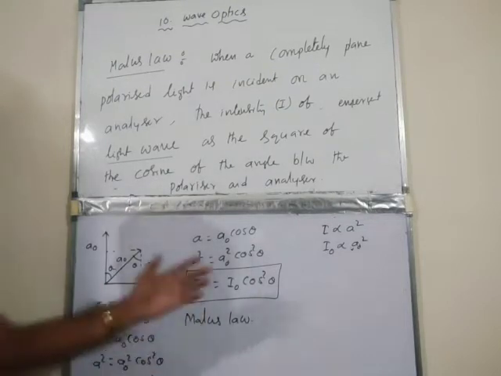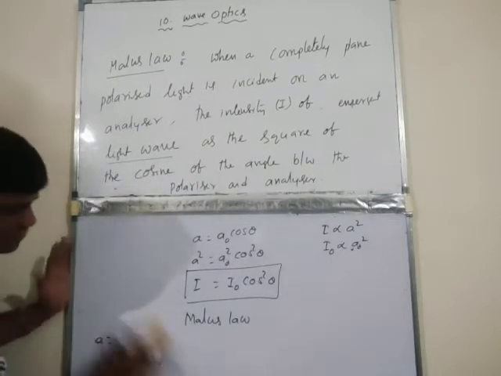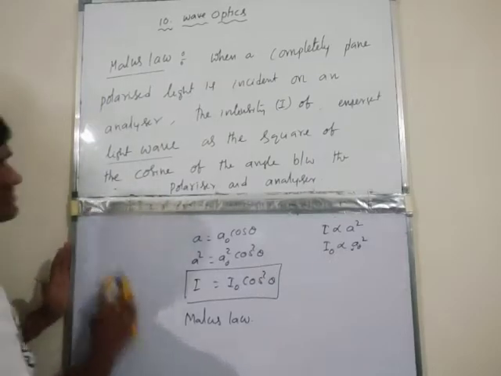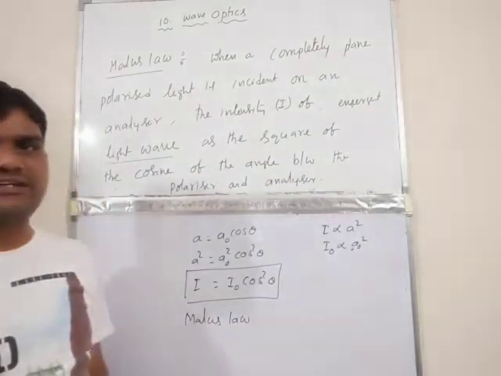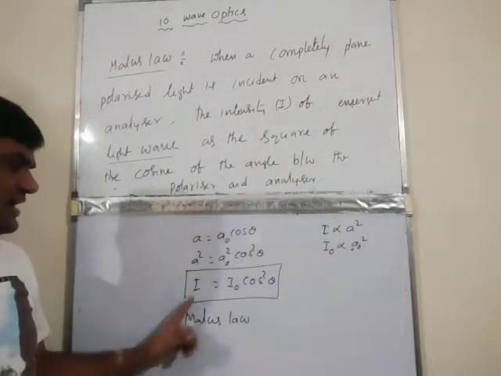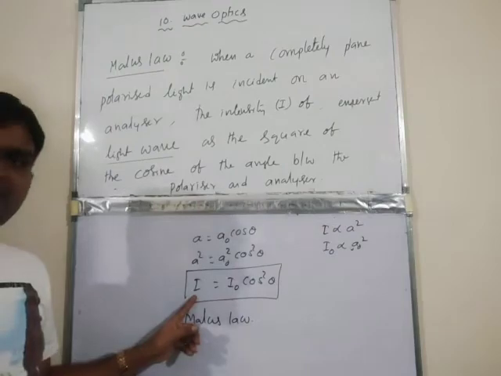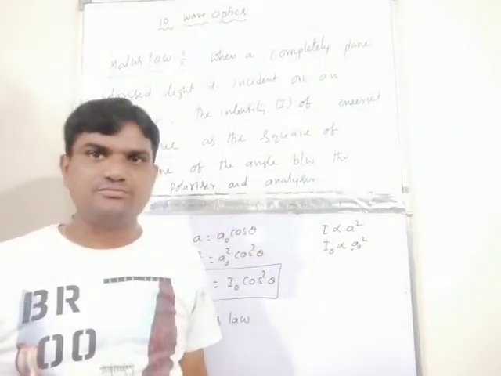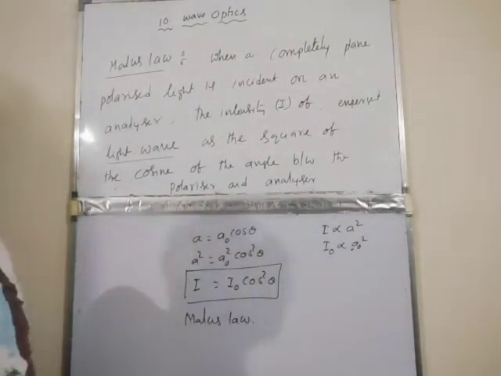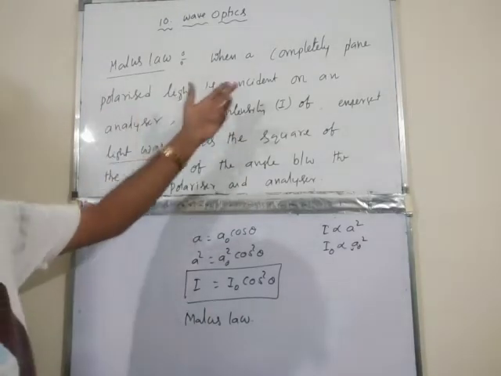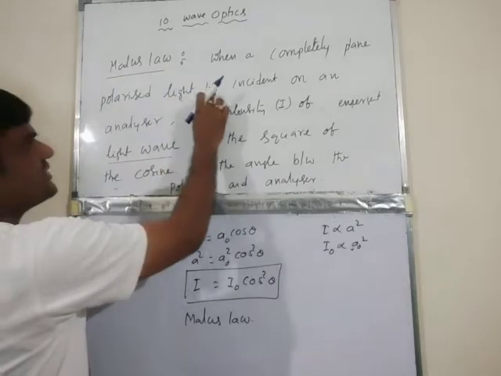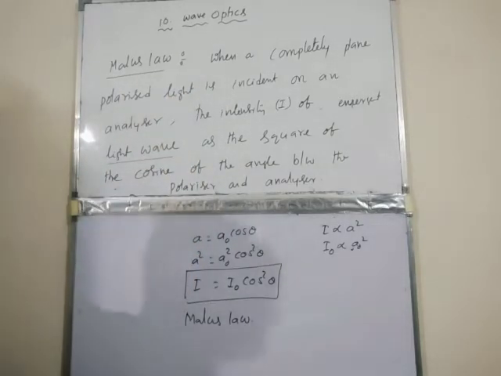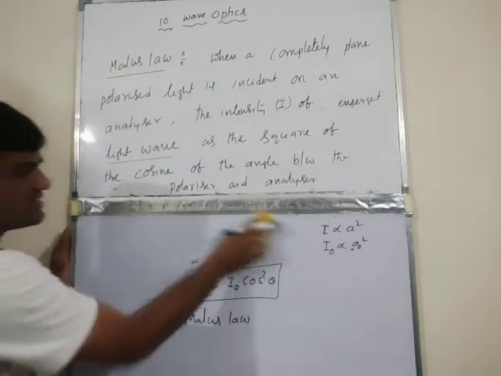So this is the formula: I is equal to I naught into cos square theta. Here I is the intensity of the emergent light wave, and I naught is the intensity of the plane polarized light. This is Malus law. So Malus law is finished. Now the next topic.